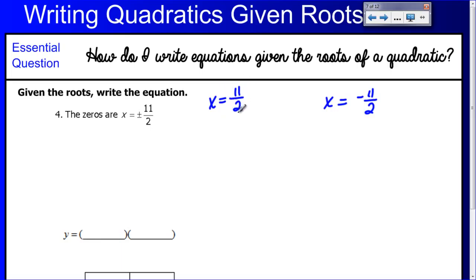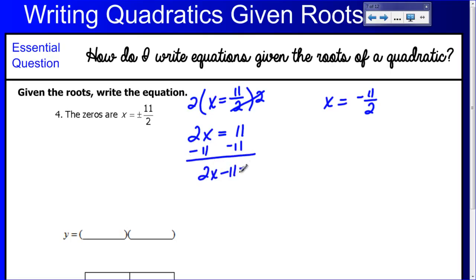Step number one, we don't want a fraction. I want to clear out the fraction. So to get rid of this fraction, I'm going to multiply both sides of this by 2, because that's the denominator of my fraction. That'll make this side 2x. These 2's on this side will cancel, and that will leave me with 11. Now to make this equal 0, I'll just subtract 11 from both sides, and so I will get 2x minus 11 is equal to 0.